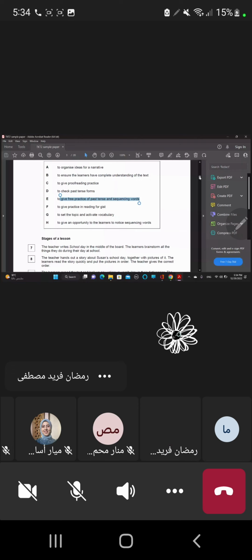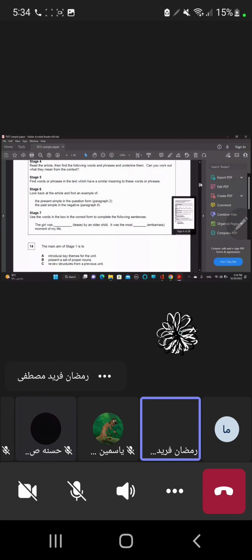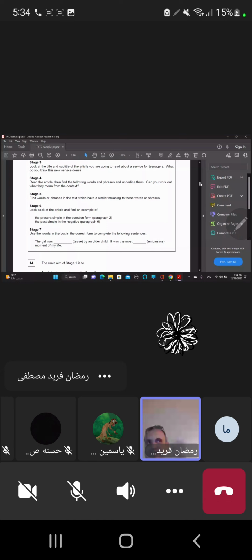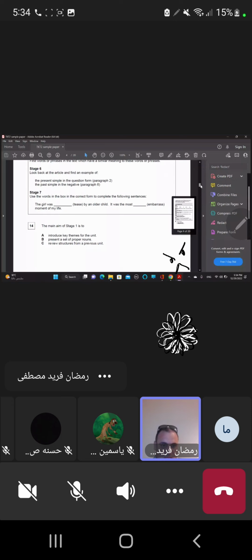Doctor, excuse me, what are sequencing words? Words like afterwards, before, words that refer to a sequence of events. Moreover, therefore, beforehand. Okay, so these are the words that we call sequencing words, the words that refer to the sequence. After and before are sequencing words.